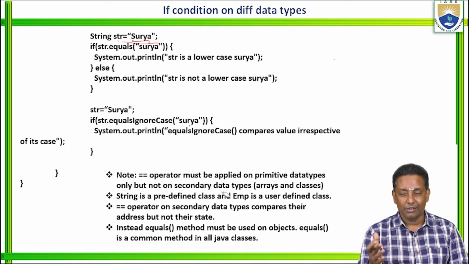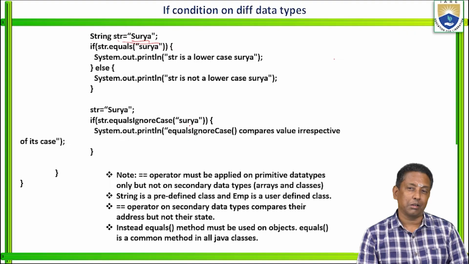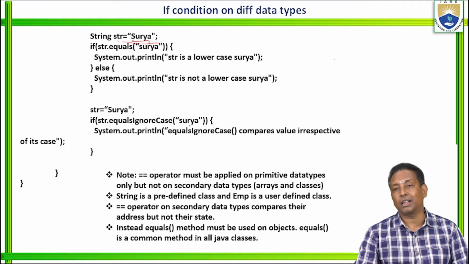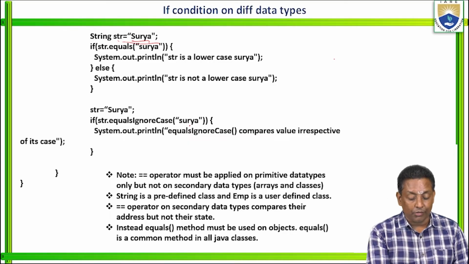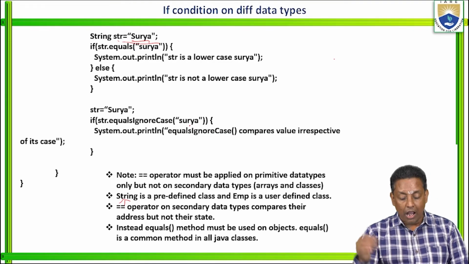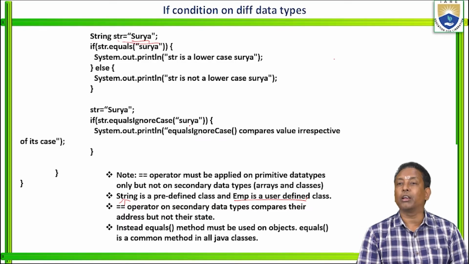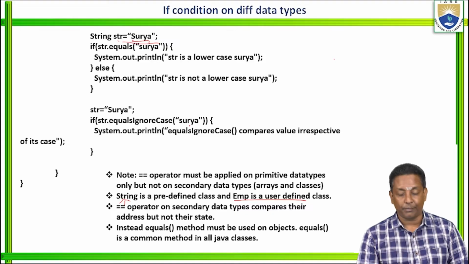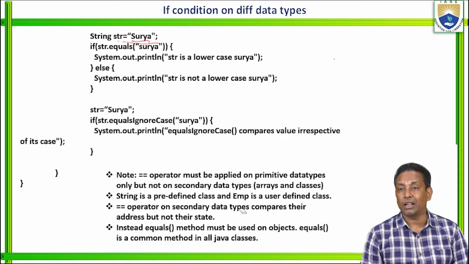Sometimes when I open the Java documentation, I find a number of classes, and the number of classes is in the thousands. Among those thousands of classes, String is one of the predefined classes in the Java programming language, and Employee is a user defined class. If we write a class called Employee, it becomes a user defined class. So String is a predefined class and Employee is a user defined class.